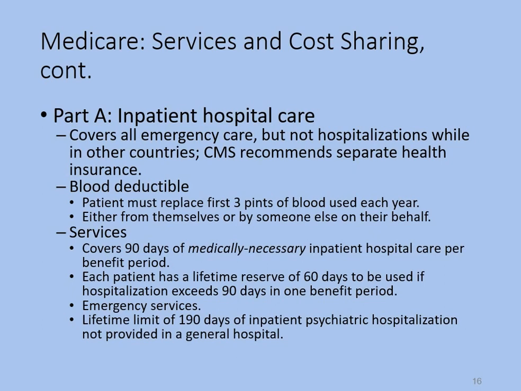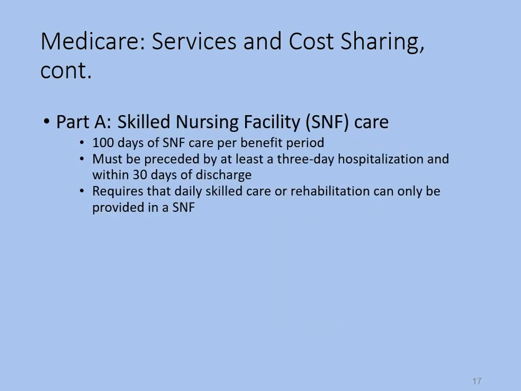Part A, the skilled nursing facility care: 100 days, remember that, 100 days of skilled nursing care per benefit period must be preceded by at least a 3-day hospitalization and within 30 days of discharge. It requires daily skilled care or rehabilitation that can only be provided in a skilled nursing facility. So I really don't want you to think that Medicare Part A pays for nursing home care. It does, but in a very, very limited fashion.